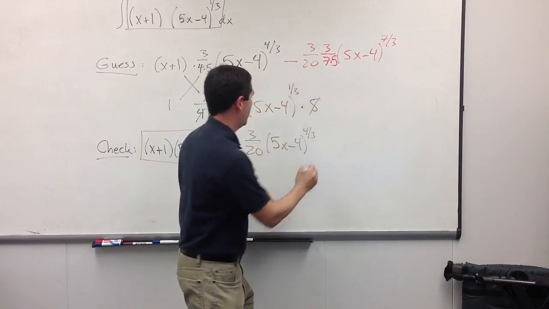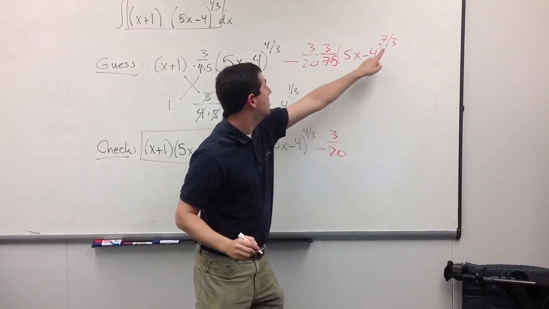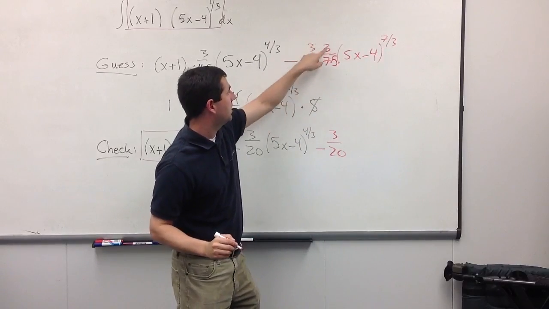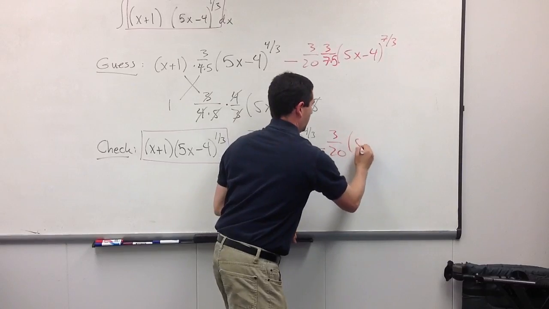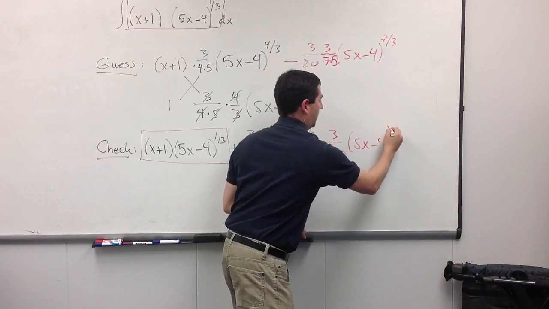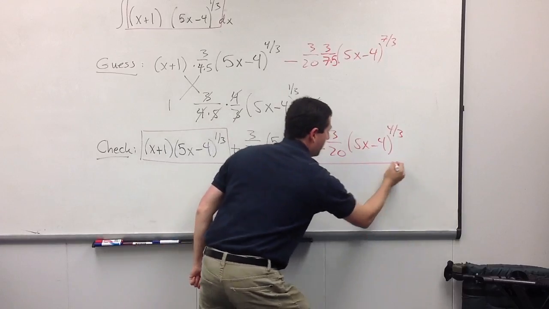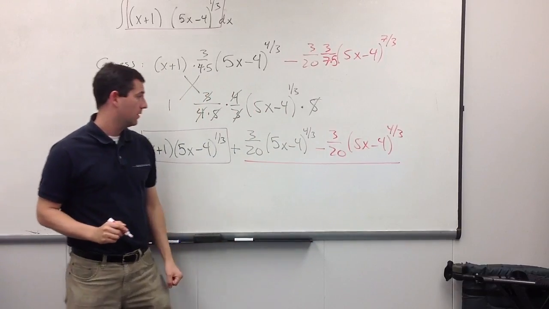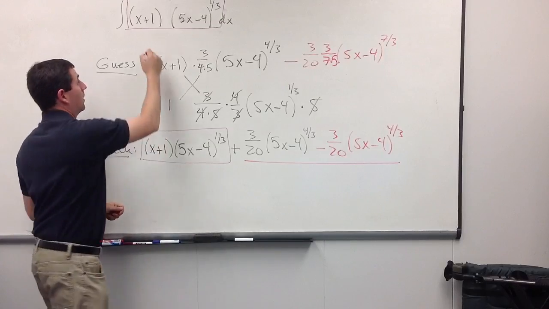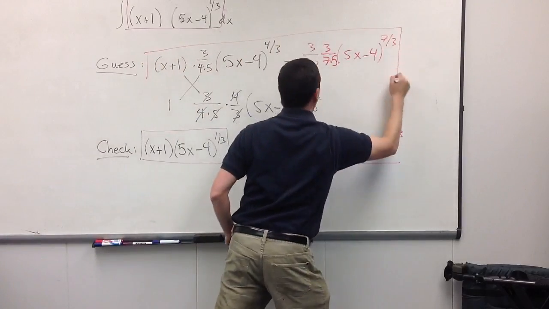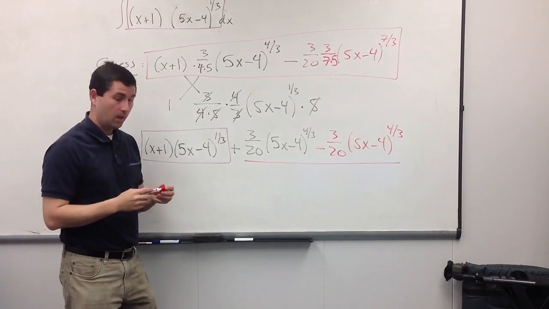Okay, I can copy a minus, a 3/20, and then the 7/3 kills the 3/7. The extra 5 I get from here cancels that 5, and I'm left with 5x minus 4 to the 4/3. Notice those two cancel each other out. We've gotten rid of the extra garbage, and so this here is going to be an antiderivative for our original function. Not too bad.